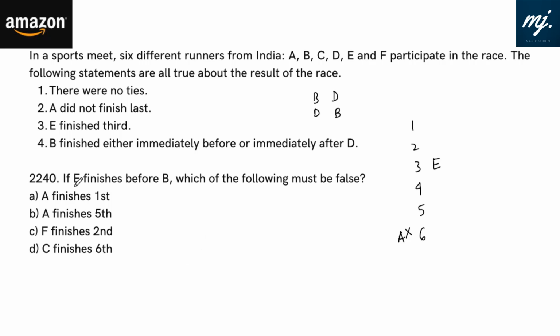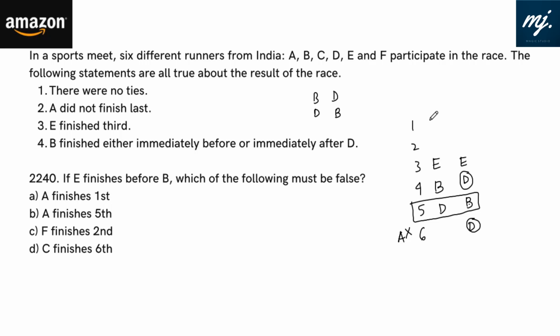Now what is the question? If E finishes before B, which of the following must be false? If E finishes before B, that means we can have B here, then it would be BD, or B can be at the 5th position, D can be here, or D can be at this position, whatever. So these two positions are alive and A is not finishing at the 6th position. Okay. Now in these two conditions we can see that at 5th position we have either B or D. Now which must be false?